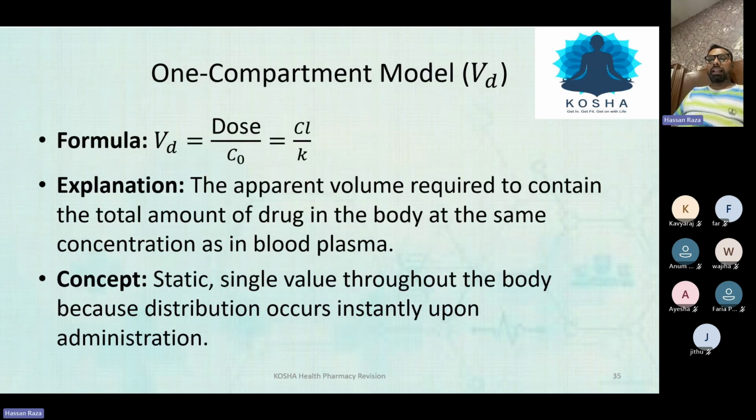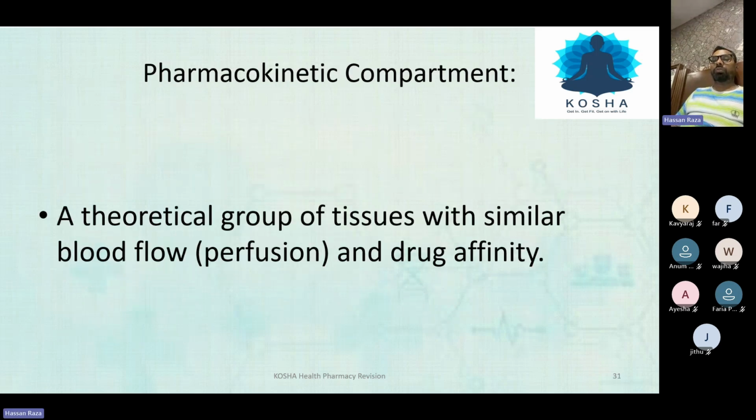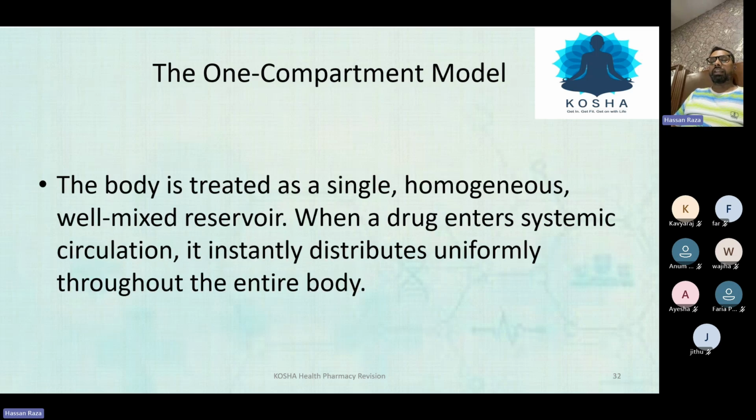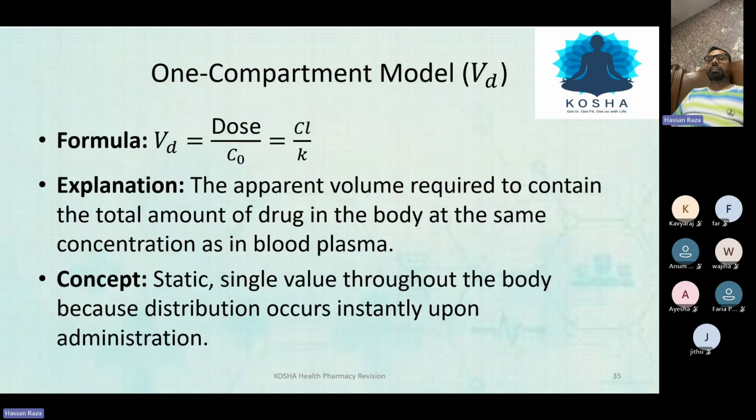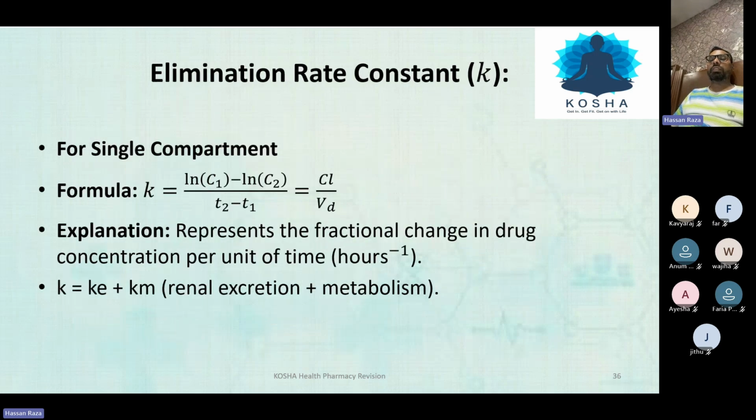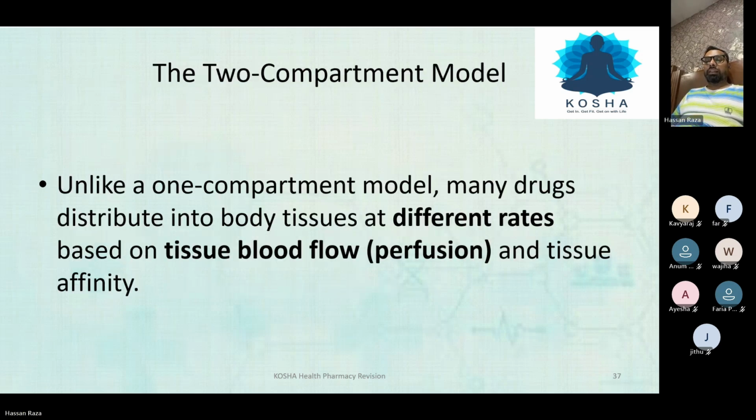So as a small recap of what I have told you: there are some drugs which follow a one compartment model, and for these drugs sometimes we have to calculate the concentration, sometimes the volume of distribution, and sometimes the elimination rate constant. So you have to memorize all these three formulas. Yeah, they are really important.